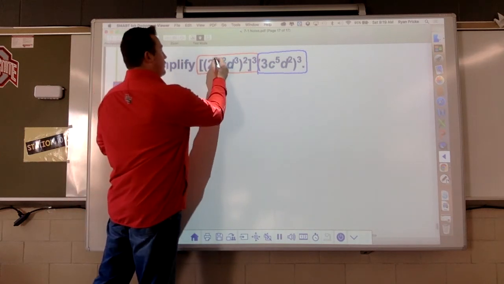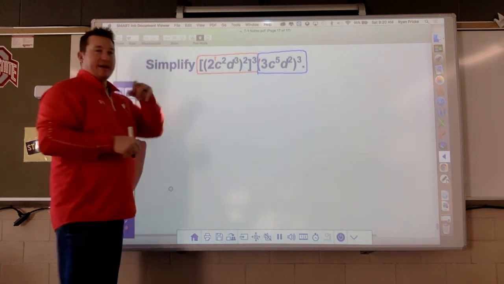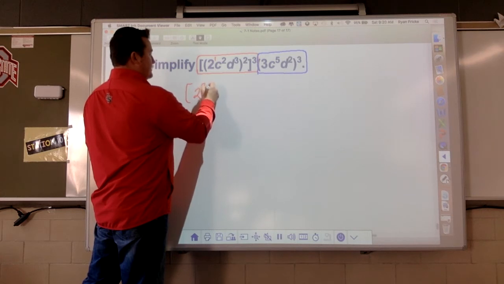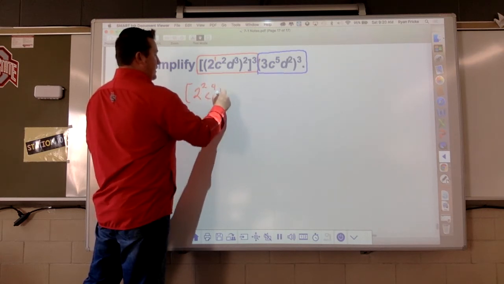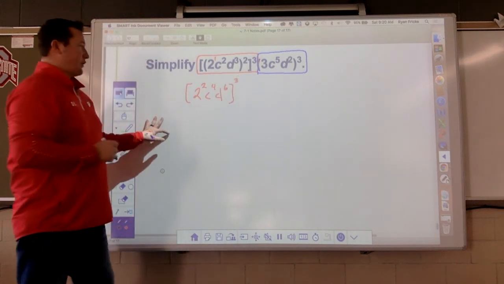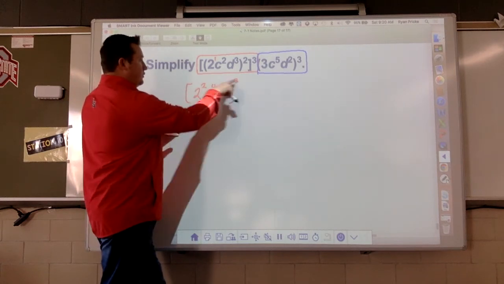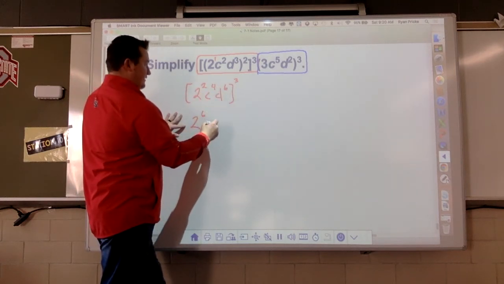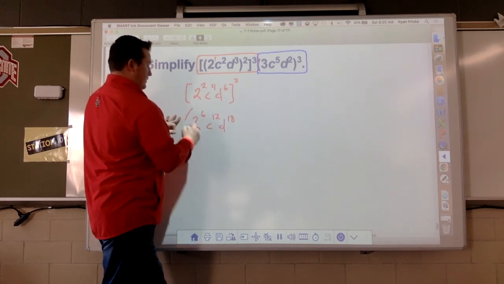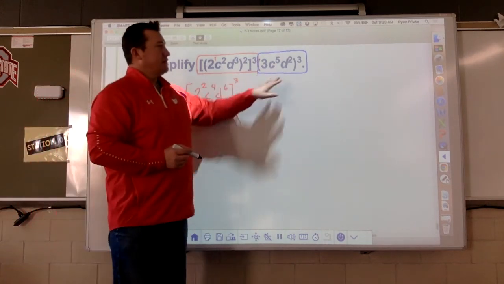So 2 is also to the first, c to the second, d to the third. All of these are getting raised to the second power. So this is going to turn into 2 to the second, c to the fourth, d to the sixth. Then I have to raise that to the third power. Keep all your bases. 2 is now going to be to the sixth, c to the 12th, d to the 18th. Got it. Take care of this one here.